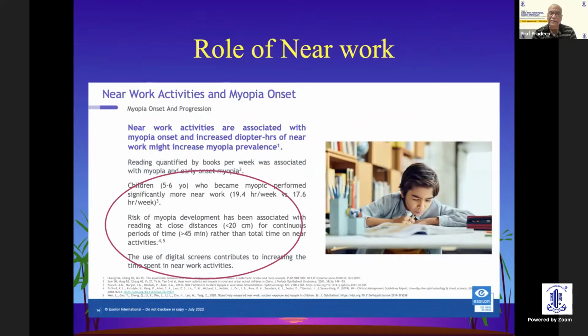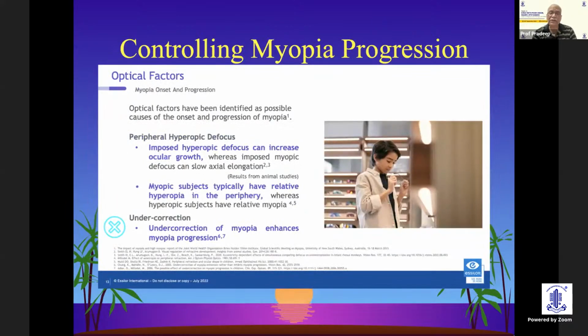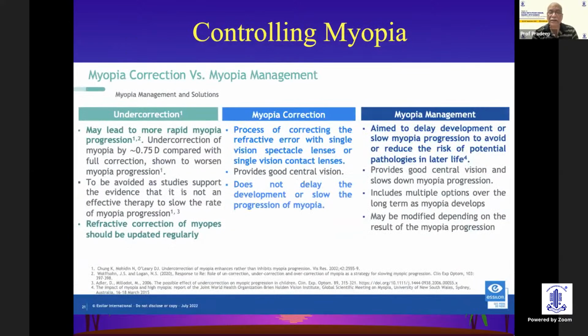It is very important, and that's the reason why it's becoming pandemic in these times, when the children are more and more doing a lot of near work, and especially the digital screens tend to create more problem because they are more addictive than other near tasks. So how can we control? We can correct the myopia, but remember, undercorrection, as it was prevalent in the past years, has been found to have a more rapid progression of myopia. So you need to correct them optimally. And still, can we do the management?